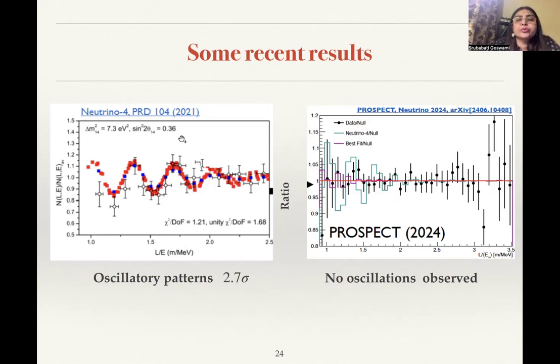from the Neutrino-4 collaboration, which was very confusing, because they observed some oscillatory pattern with delta m square of 7 eV square, and this was close to 3 sigma. And this is a recent result from the PROSPECT experiment. However, PROSPECT did not observe any neutrino oscillations.